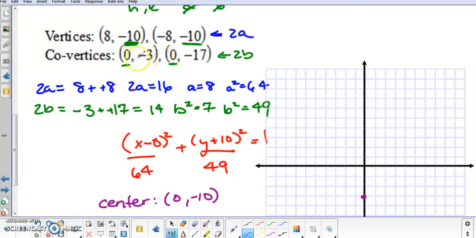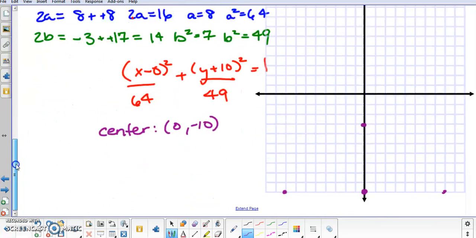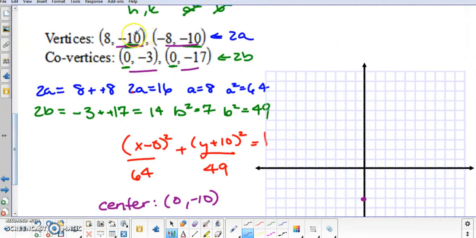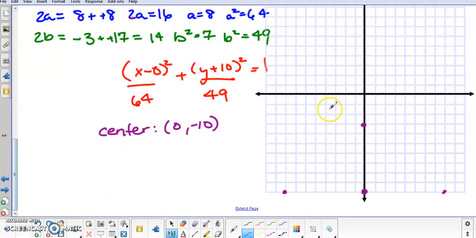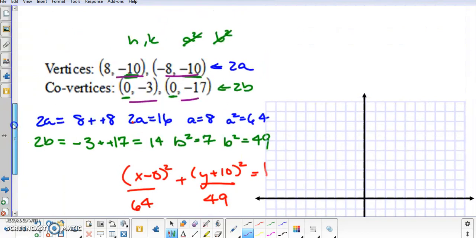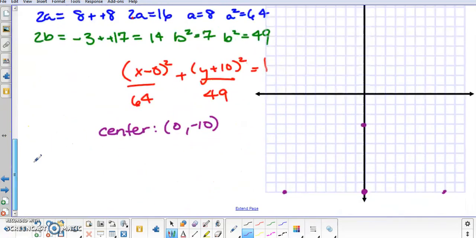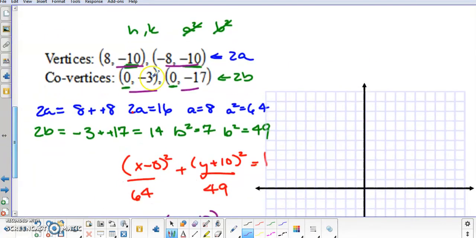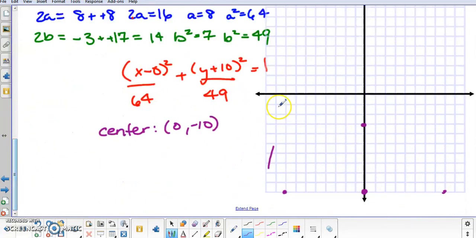I was given vertices and co-vertices. I was given these points right here. Do the 3 of those, because I only grabbed 3, do those match what I have right here? So 8, negative 10. 8, negative 10. Negative 8, negative 10. Negative 8, negative 10. And then 0, negative 3. 0, negative 3. So this is how I know my equation was done correctly.